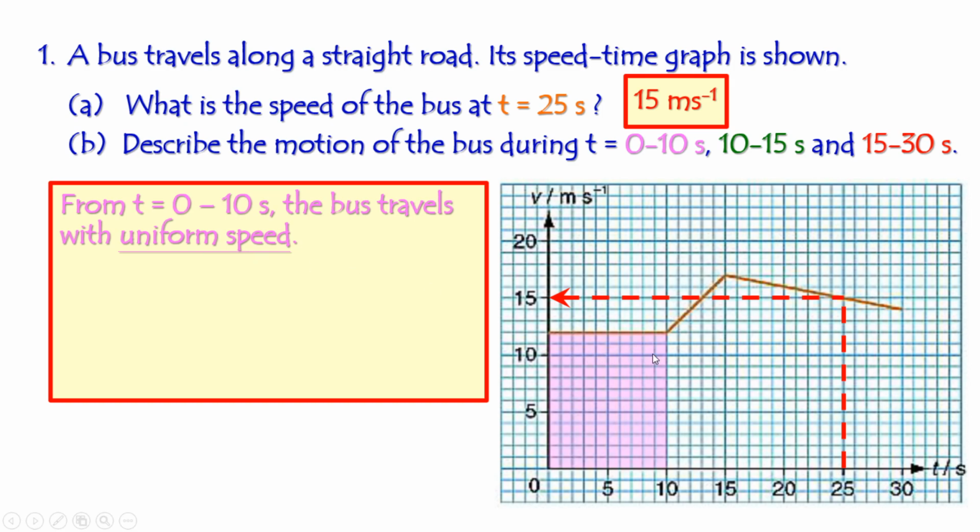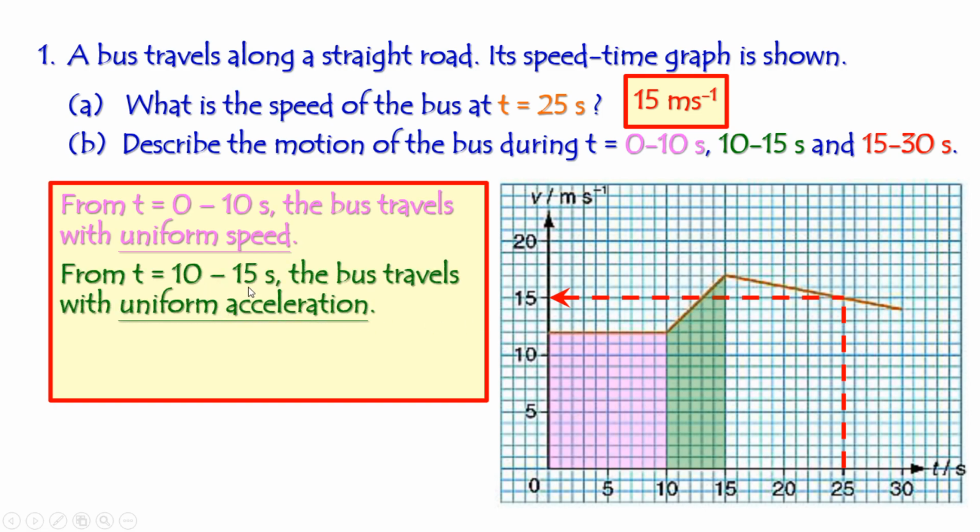Is it okay? Next, for the next 5 seconds, from 10 to 15 seconds, the speed of the bus starts from 12 and increases along a straight line up to 17. Because the speed is increased along a straight line, you say that when the time is from 10 to 15 seconds, the bus travels with uniform acceleration. Uniform means constant acceleration. The bus increases its speed along a straight line.